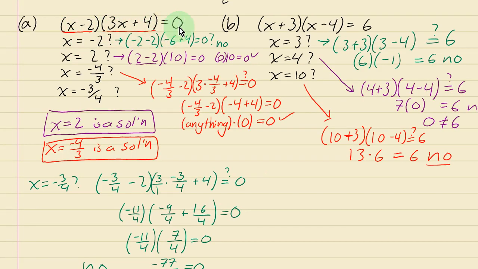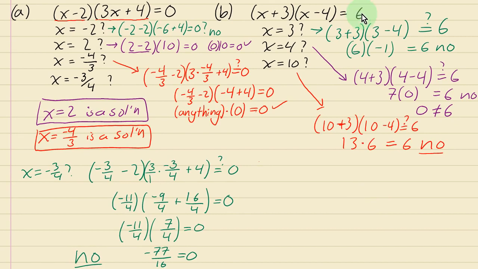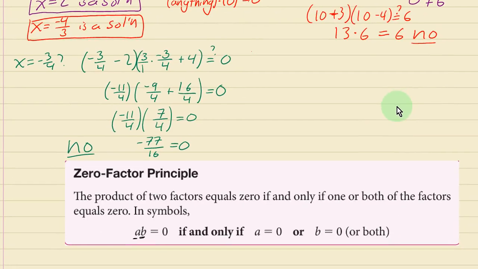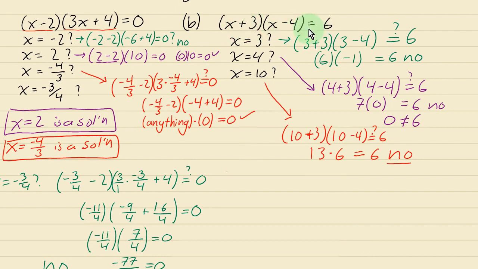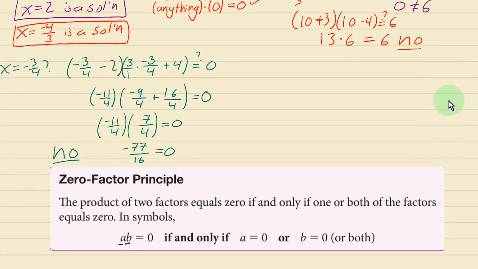And if you want to make that 0, one of these or the other, or maybe both, would have to be 0. But it doesn't say anything about when you have 6 on the other side. It's just called the zero factor principle, not the 6 factor principle or anything like that. That's a common mistake, to look at equations like this and think that x equals 3 or x equals 10 would be solutions of that, but they're not, as we can see.